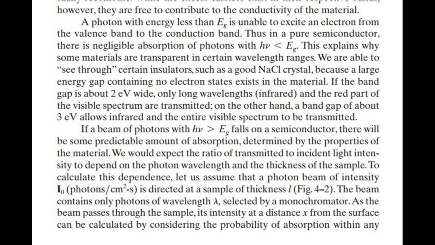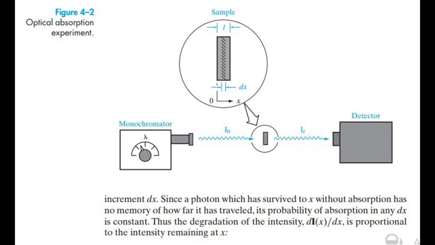selected by a monochromator. As the beam passes through the sample, its intensity at a distance x from the surface can be calculated by considering the probability of absorption within any increment dx. Since a photon which has survived to x without absorption has no memory of how far it has traveled, its probability of absorption in any dx is constant.